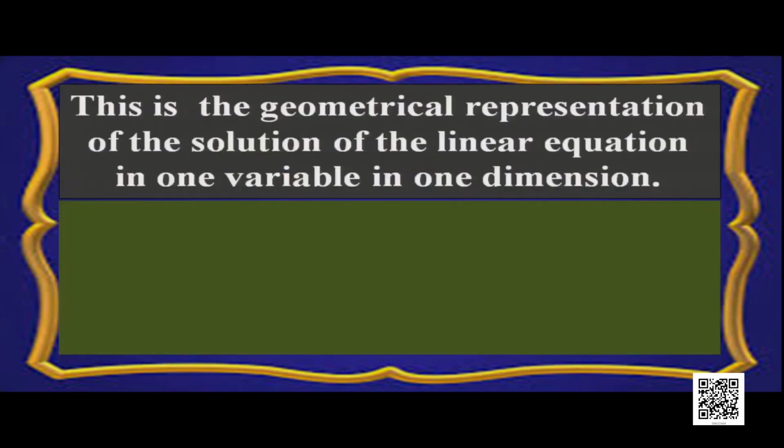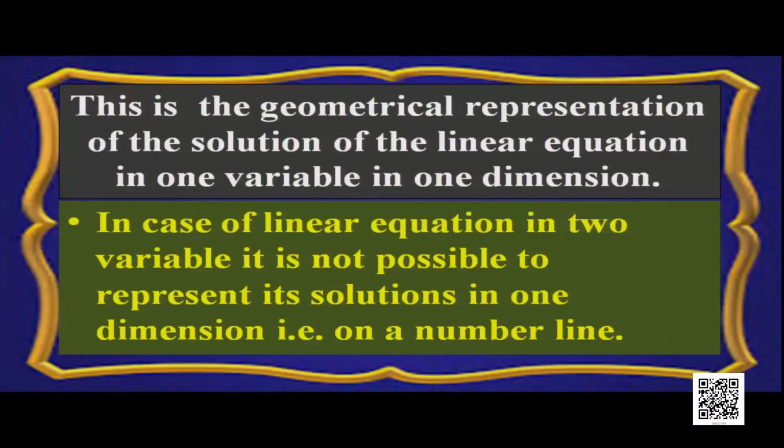Now let's see the geometrical representation of the solution of a linear equation in one variable in one dimension, what we saw before. Now, in the case of a linear equation in two variables, it is not possible to represent its solution in one dimension, that means on a number line. Then what to do? We have to represent it on a Cartesian plane.